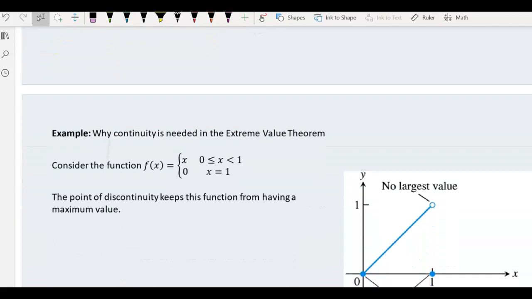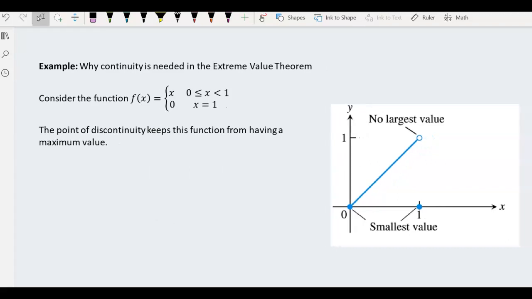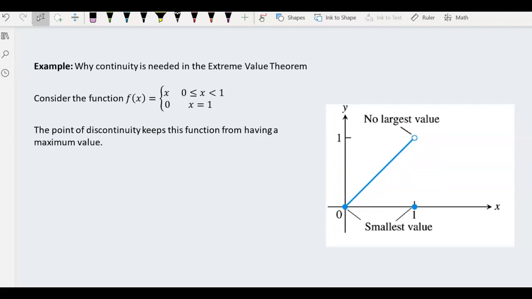Now, it's important that we have continuity in the extreme value theorem, because in this example here, we have a function which is completely defined between 0 and 1 for all of the values between and including 0 up to 1. We're taking just the line y equals x, so we've got this part of the graph. And then specifically when we're at x equals 1, then we're having the function value be 0.